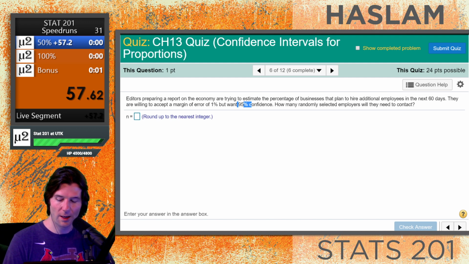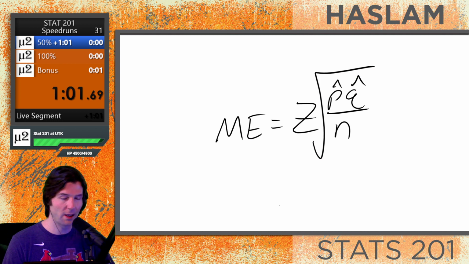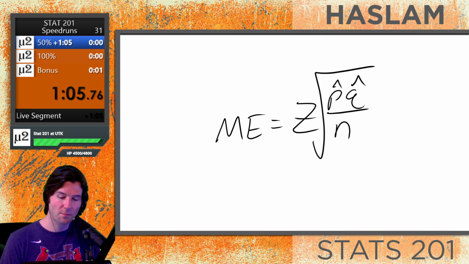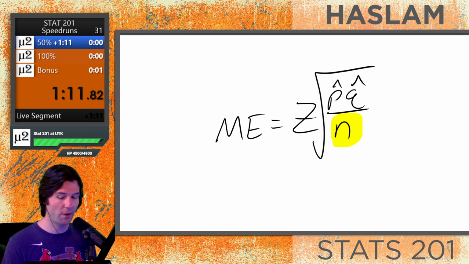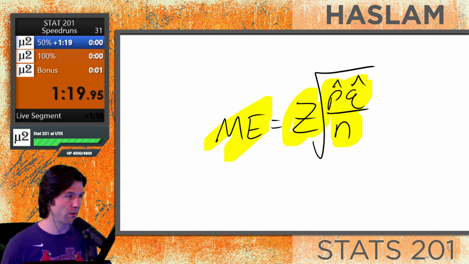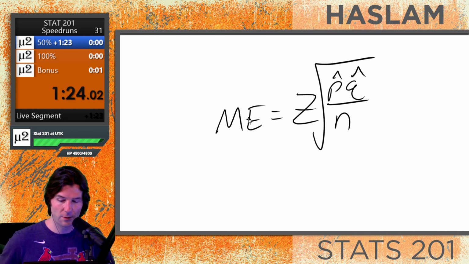So this question right here is simply solving the equation right here for n. This is another solve for n problem where we have to solve for this right here. And so plug in your numbers, but 0.5 and Q hat and P hat are 0.5. Z is related to your confidence, and the margin of error is given to you, whatever it says. Solve for n, and the problem is solved.